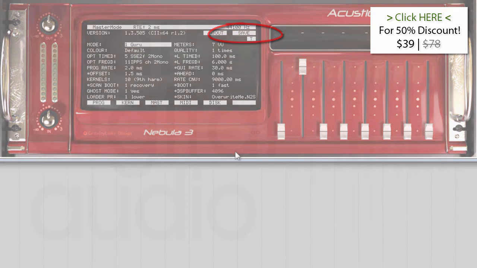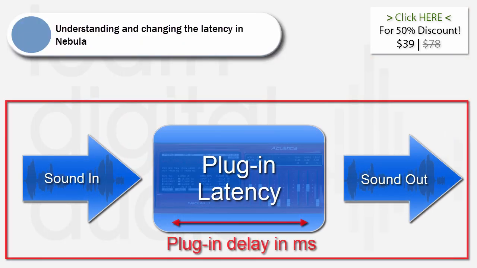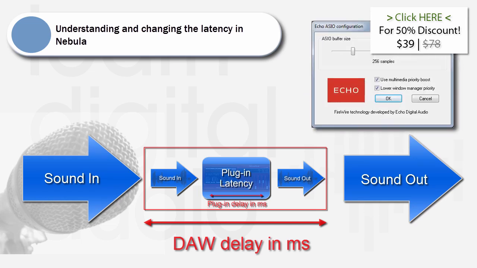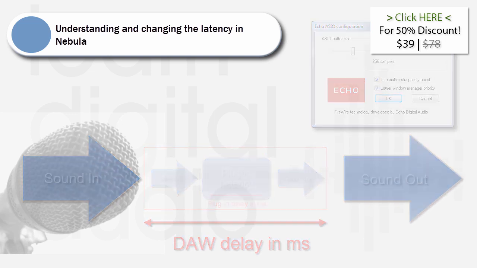The latency of a plugin is the amount of time it takes to process the incoming signal. To a point, the more time you give it to process the sound, the lower the CPU use. The latency of a DAW is the amount of time it takes to process the sound coming in and out of it. All DAWs have a built-in latency decided by the sound card driver and its settings. Plugins that have latency add to this already existing delay.